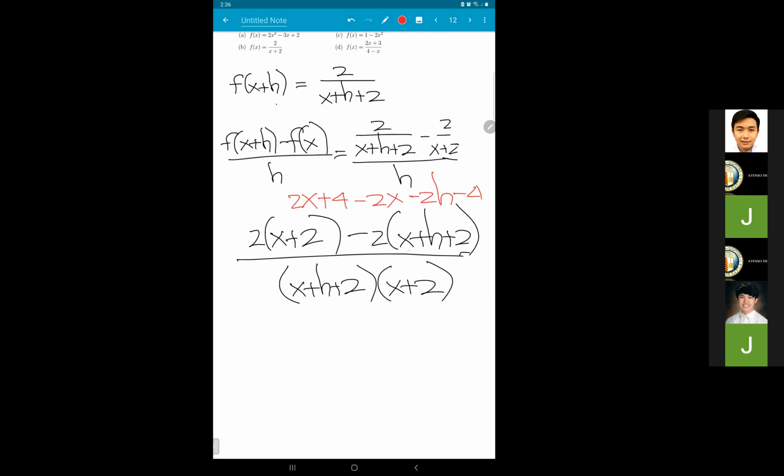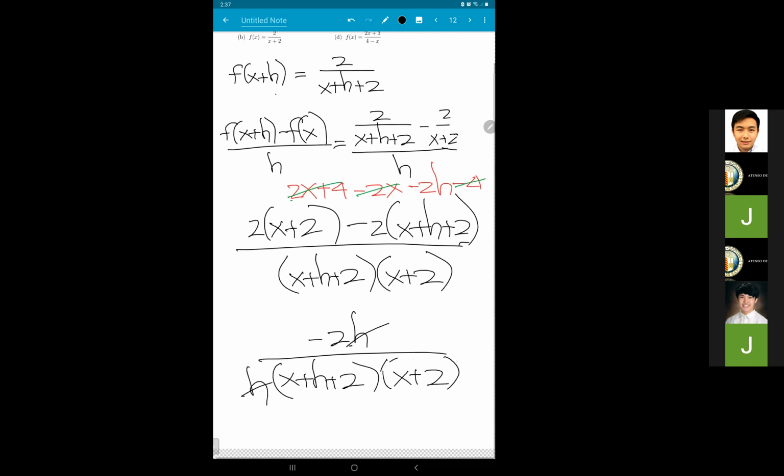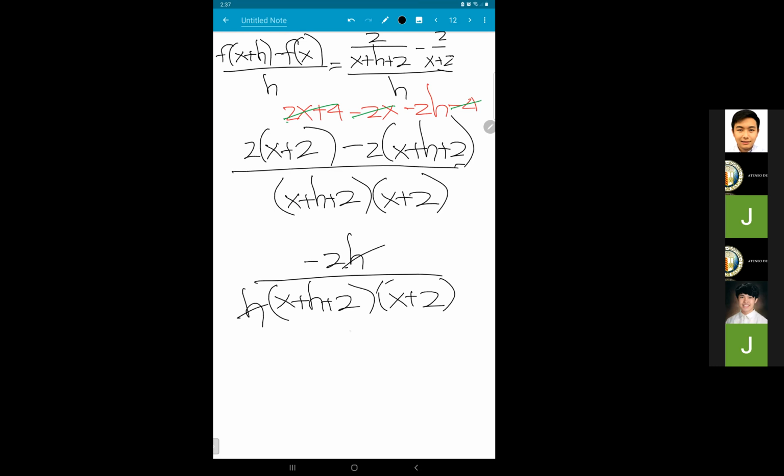And again, terms will cancel out. And you will be left with a negative 2h on the numerator. And don't forget, you have an over h because you're evaluating a difference quotient. We just simplified the numerator. So you put an over h here. And again, as I have said, h will cancel out. Although you will still have h appearing in some terms of the expression. But you just have this now. No need to further simplify.